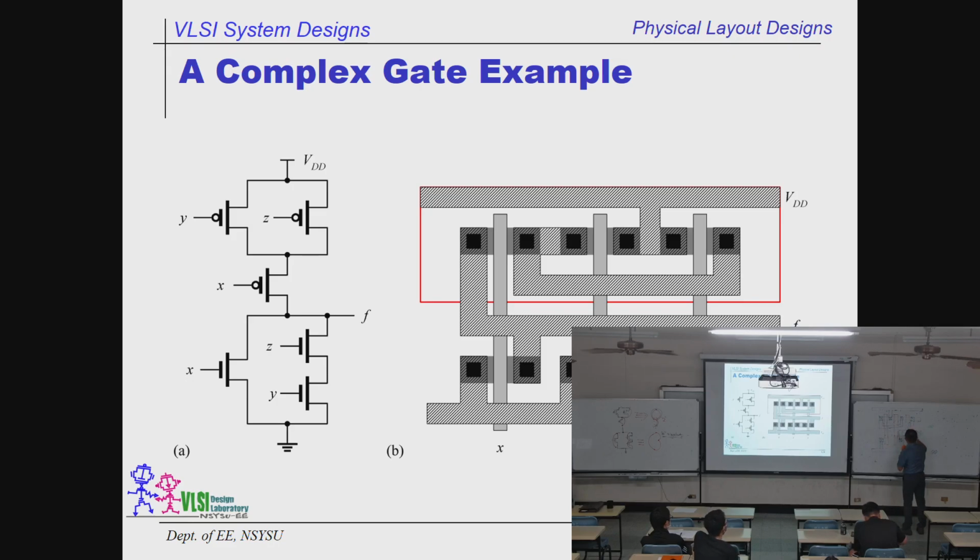And show them together. That tells you one thing. As long as you can find an Euler path, just like the one I drew on the other board, you can always use a single piece of diffusion to realize all the transistors.